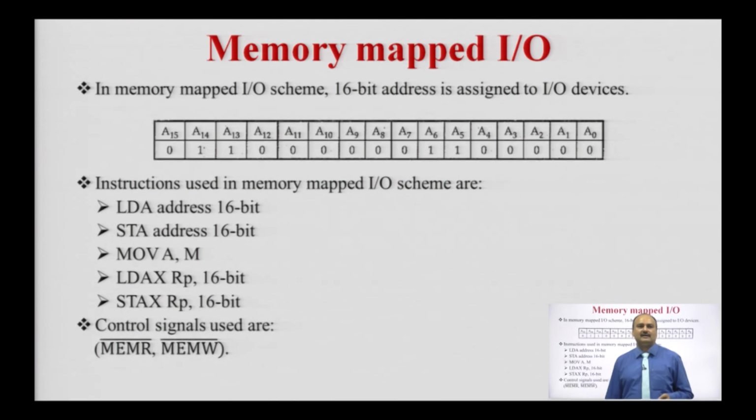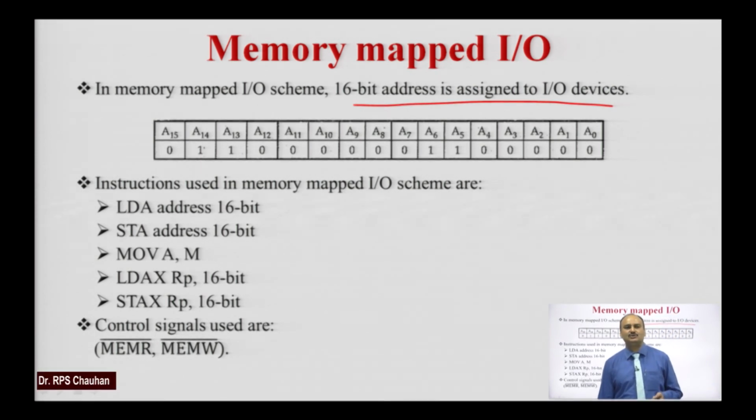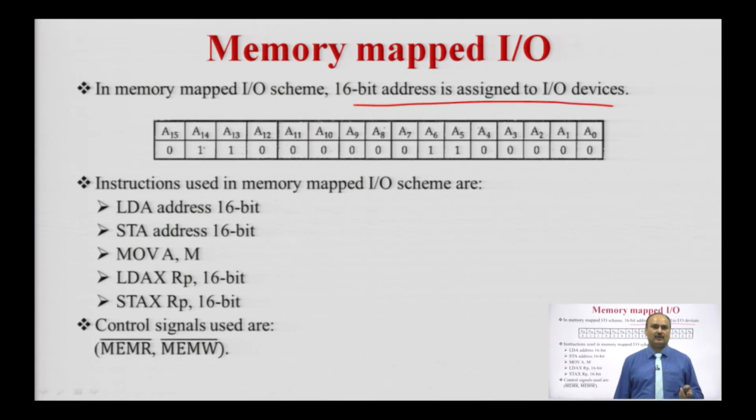The last is the memory mapped input output scheme. In the memory mapped input output scheme, 16 address lines, A0 to A15, are used to address the input output device. The instructions used are all the memory related instructions, that is LDA 16 bit, STA 16 bit, MOV A, M, LDX RP, STX RP, and the control signals, memory read and memory write, are used to enable the memory device, which is either memory or an input output device.